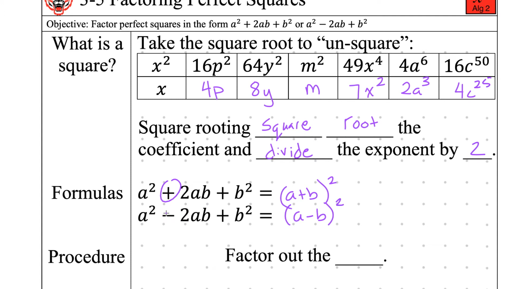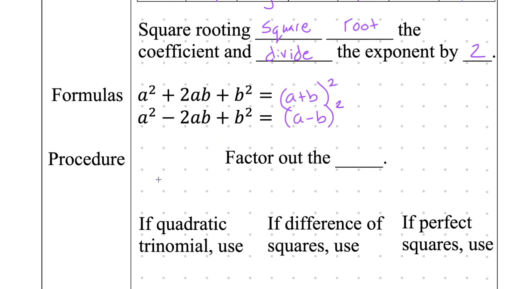But Mr. Sindel, how do you know if it's going to be like an a squared plus 2ab plus b squared form? And that is the hardest part. I'll go through some examples with you. I think until we hit the backside, you're not going to be able to see what they look like. But let's update our procedure.